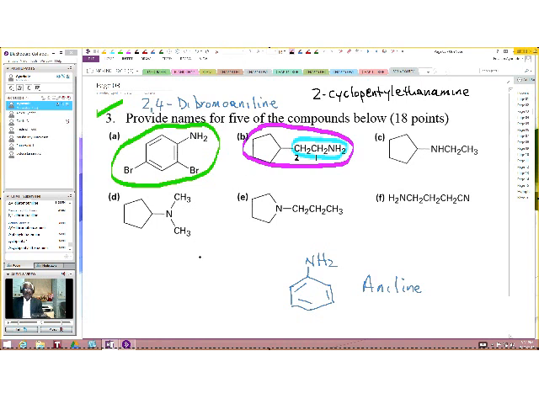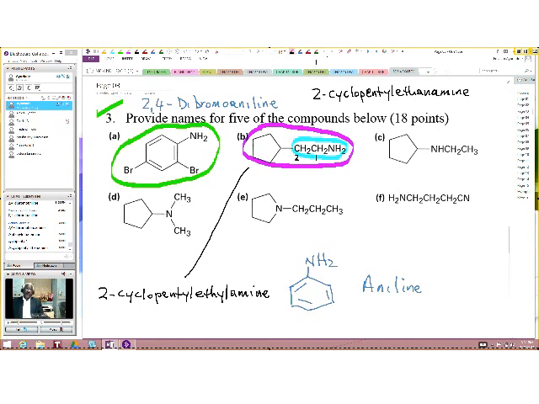Now you could also name this as 2-cyclopentyl ethylamine. Use the alkyl name, ethyl, amine. Okay, that is also acceptable. In other words, just give the alkyl name of the alkyl group. That will then attach to the nitrogen. That will become your base name. In this case, the cyclopentyl group is still in the 2 position.